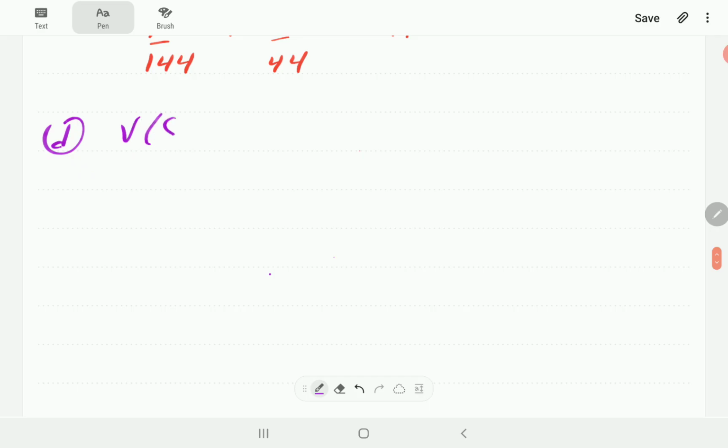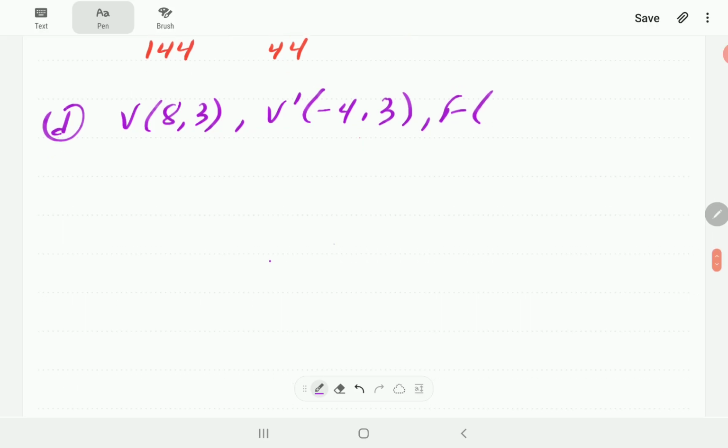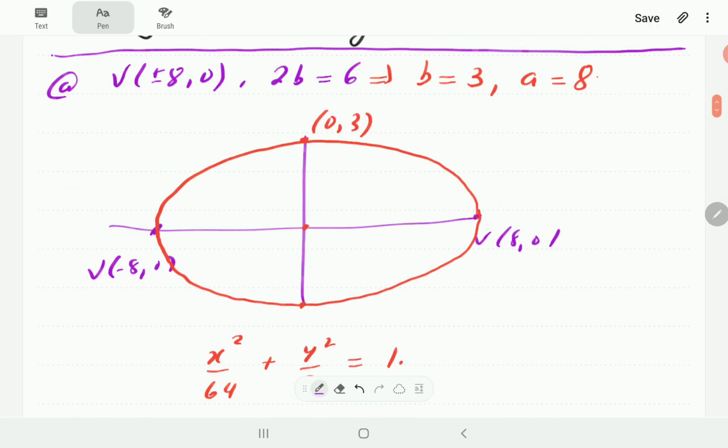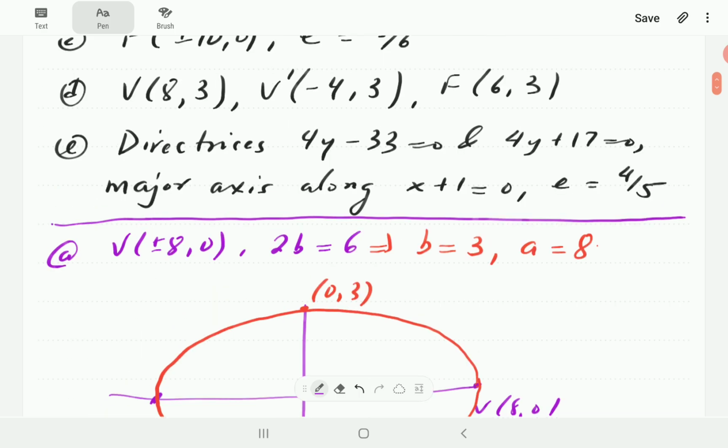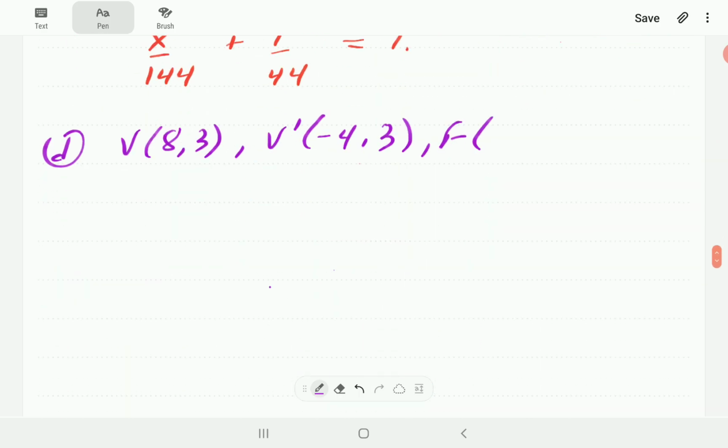So vertices at 8, 3 and another vertex at minus 4, 3. We have one focus at 6, 3.